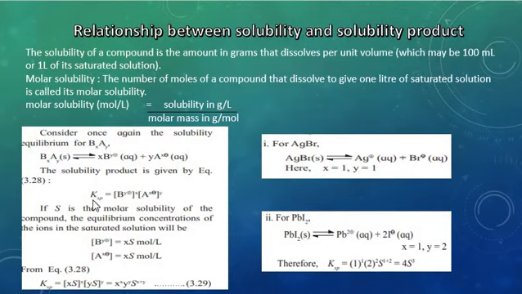So let's write the Ksp value for the ions produced in this solution. B ions raised to power X multiplied by A ions raised to power Y concentration is Ksp. If S is the molar solubility of the compound, the equilibrium concentration of the ions will be, for B, XS mole per liter, and A is equal to YS mole per liter.